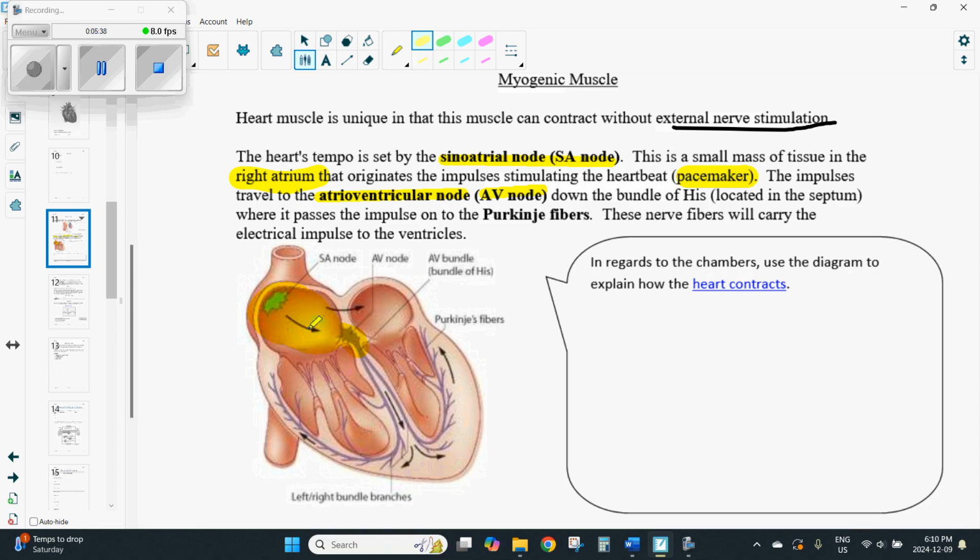Once that occurs, as the impulse is traveling down, it will hit the AV node. The AV node will then send the impulse down what we call the bundle of His.